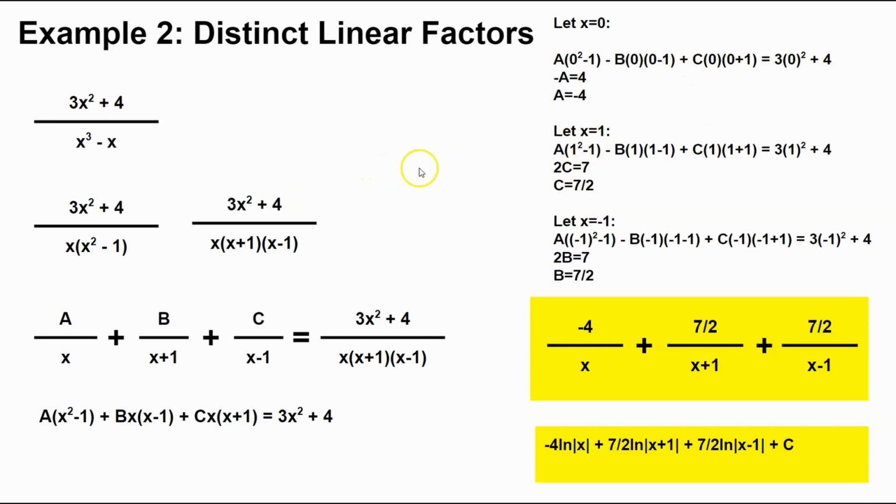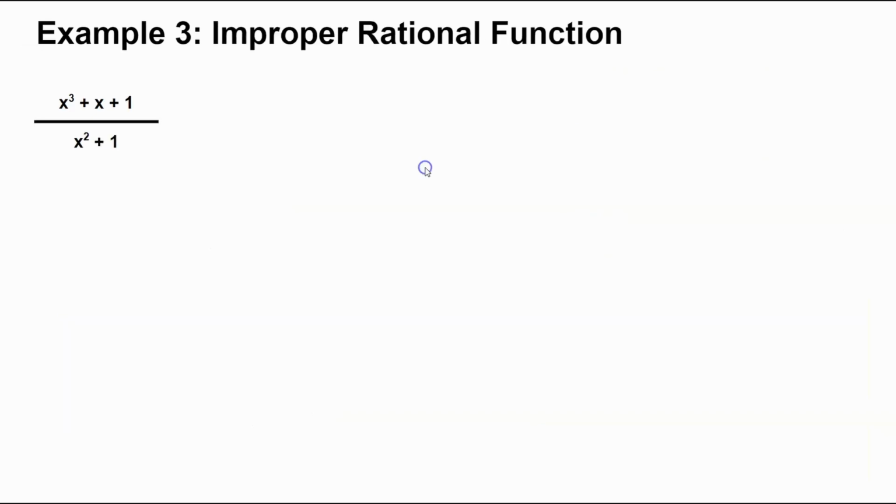So anyway, we're going to move on to our final example for today, which is actually pretty simple. This time we're not dealing with distinct linear factors, but with improper rational functions. If you notice in the previous two examples, both of them were proper rational functions. The highest power of the numerator was less than the highest power of the denominator. That is not the case here. The highest power in the numerator is greater than the highest power in the denominator.